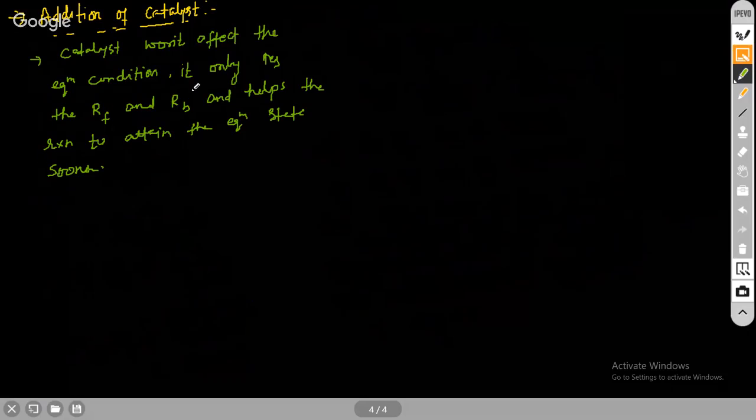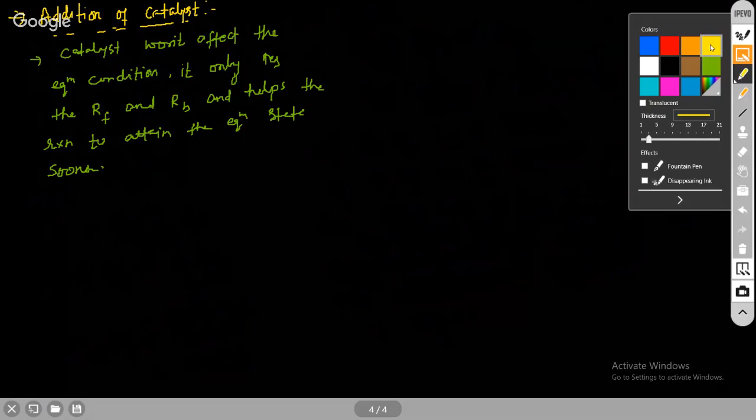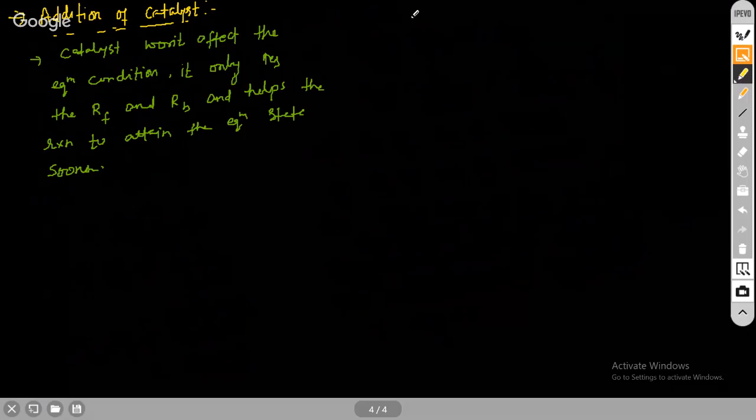See, we are assuming a positive catalyst here, right? If the catalyst is negative, then that will increase the activation energy. This catalyst is positive, we are assuming. If the catalyst is negative, that will increase the activation energy and decrease the rate of forward and backward reaction, and then the equilibrium will be attained after a long time. Comparatively more time we'll have to wait.